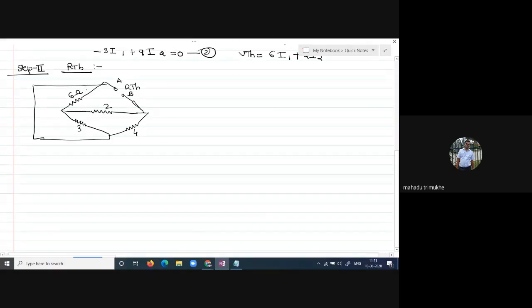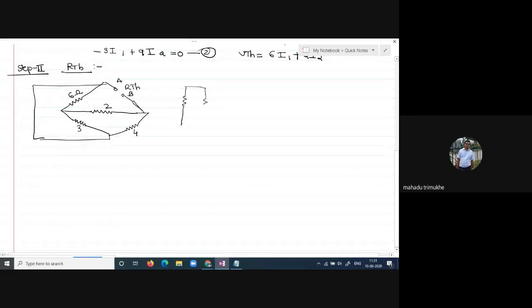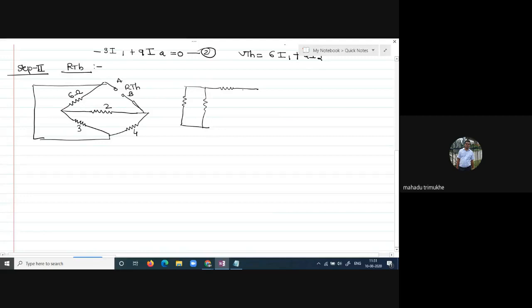Now calculate the total resistance of this circuit. This is 6 and 3. The current is dividing over here, which means 6 and 3 are in parallel combination. That 2 is connected in series again. This 2 is in series, but with the 4 ohm resistance the current is again divided, so we assume it as a parallel combination. That is point A and point B.